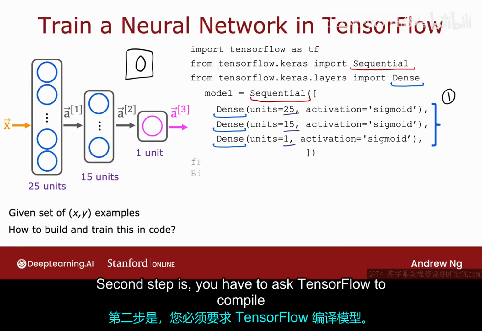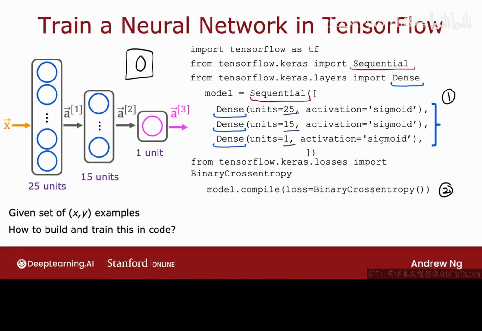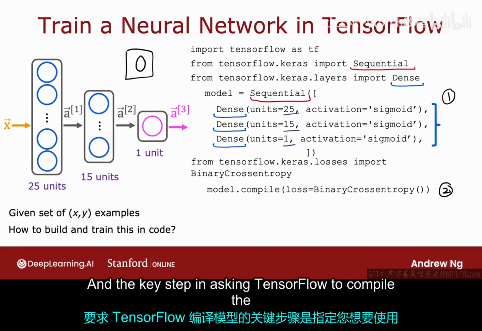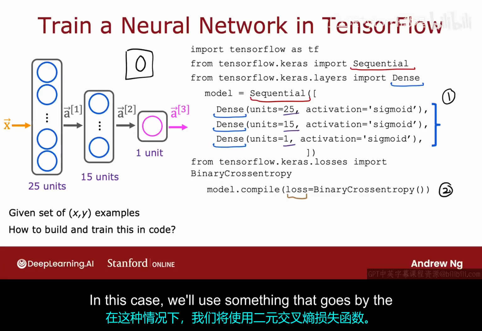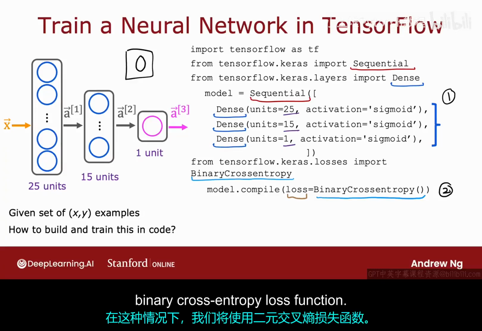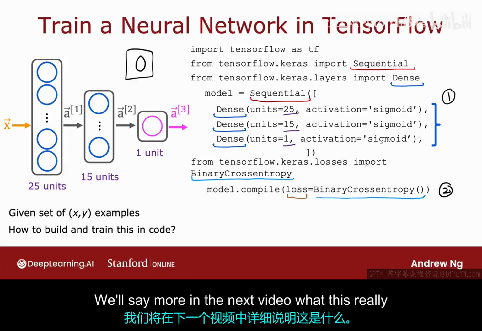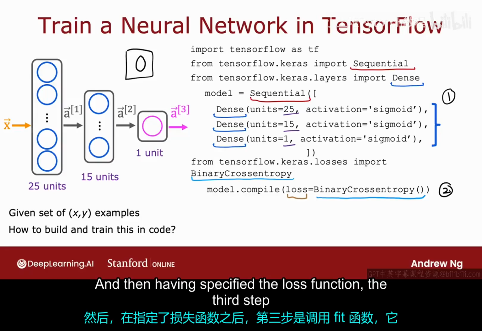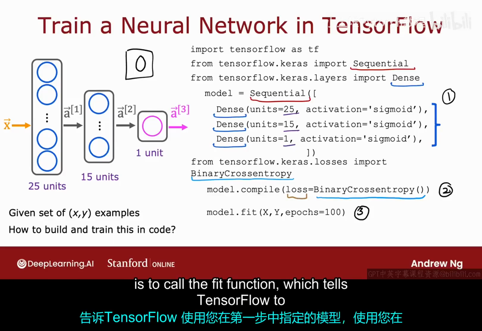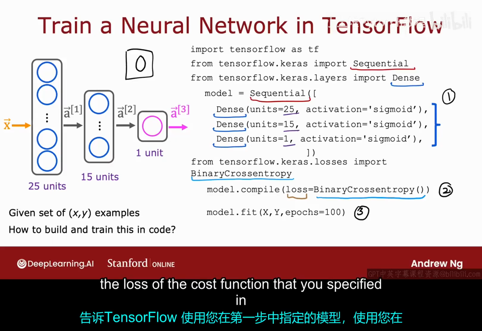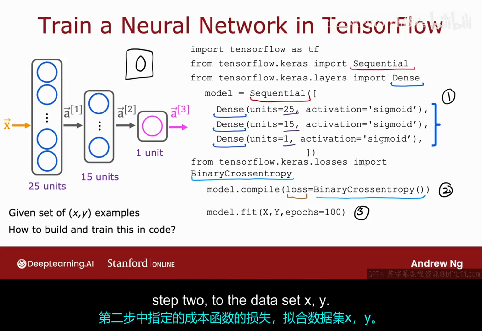Second step is you have to ask TensorFlow to compile the model. And the key step in asking TensorFlow to compile the model is to specify what is the loss function you want to use. In this case, we'll use something that goes by the binary cross-entropy loss function. We'll say more in the next video what this really is. And then having specified the loss function, the third step is to call the fit function, which tells TensorFlow to fit the model that you specified in step 1 using the loss or the cost function that you specified in step 2 to the dataset X, Y.